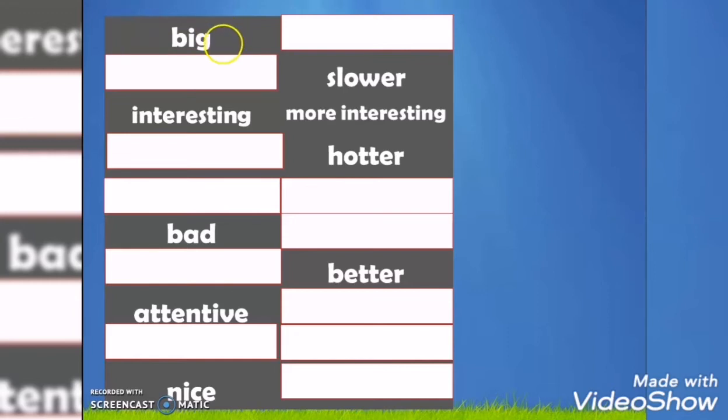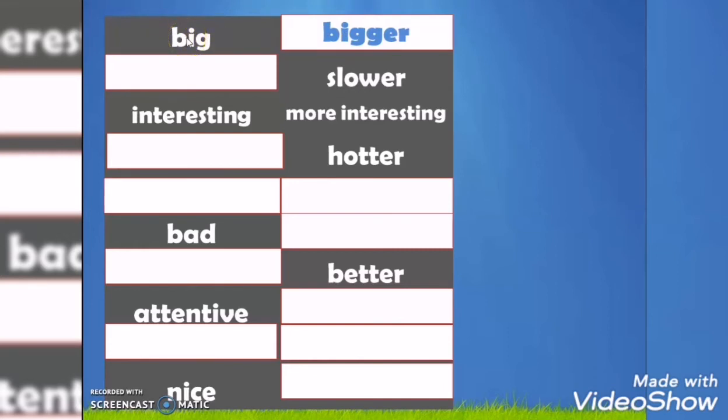So I write another letter G, then er. It becomes bigger. This is big. What did I do? I add another letter G, then er. Why did I do that? Because big is consonant, vowel, consonant.